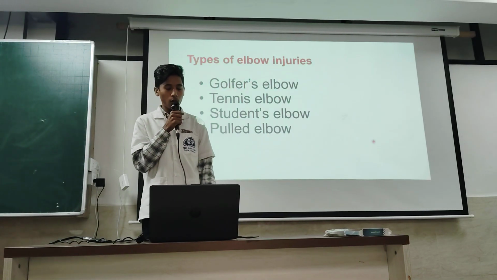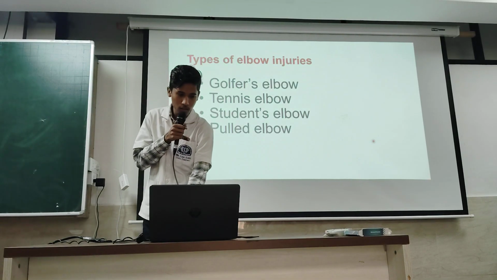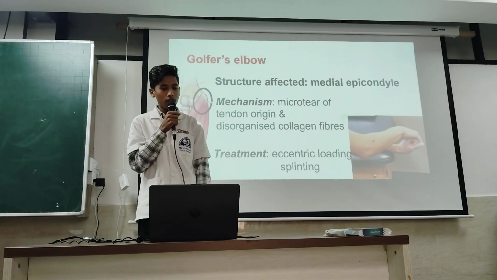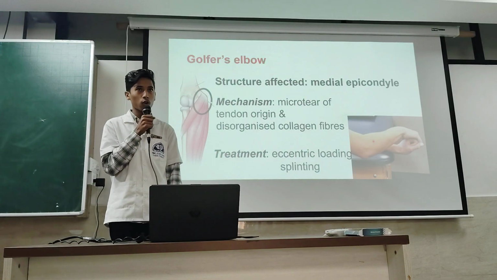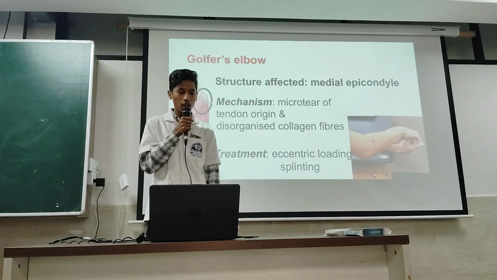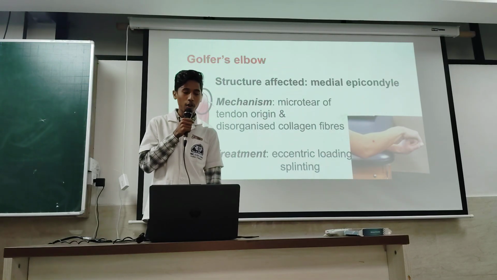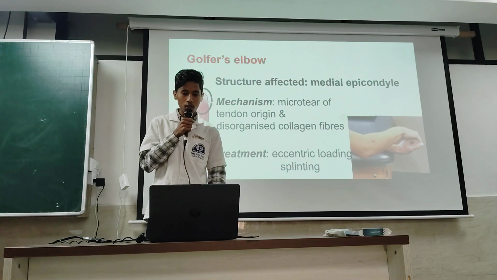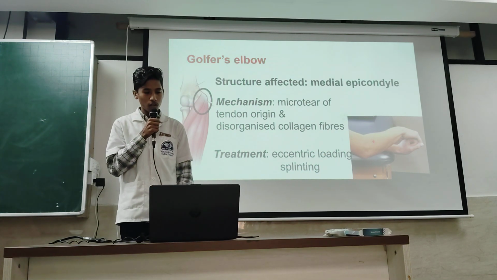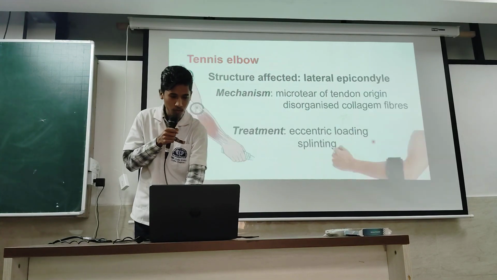In elbow injuries, we have golfer's elbow, tennis elbow, student elbow, and pulled elbow. I will discuss golfer's elbow. The structure affected in golfer's elbow is the medial epicondyle, and the mechanism is micro tear of tendon origin and disorganized collagen fibers. The treatment is eccentric loading and splinting, by which we lower our flexed wrist against resistance, which causes the tendons and collagen fibers to reorganize.